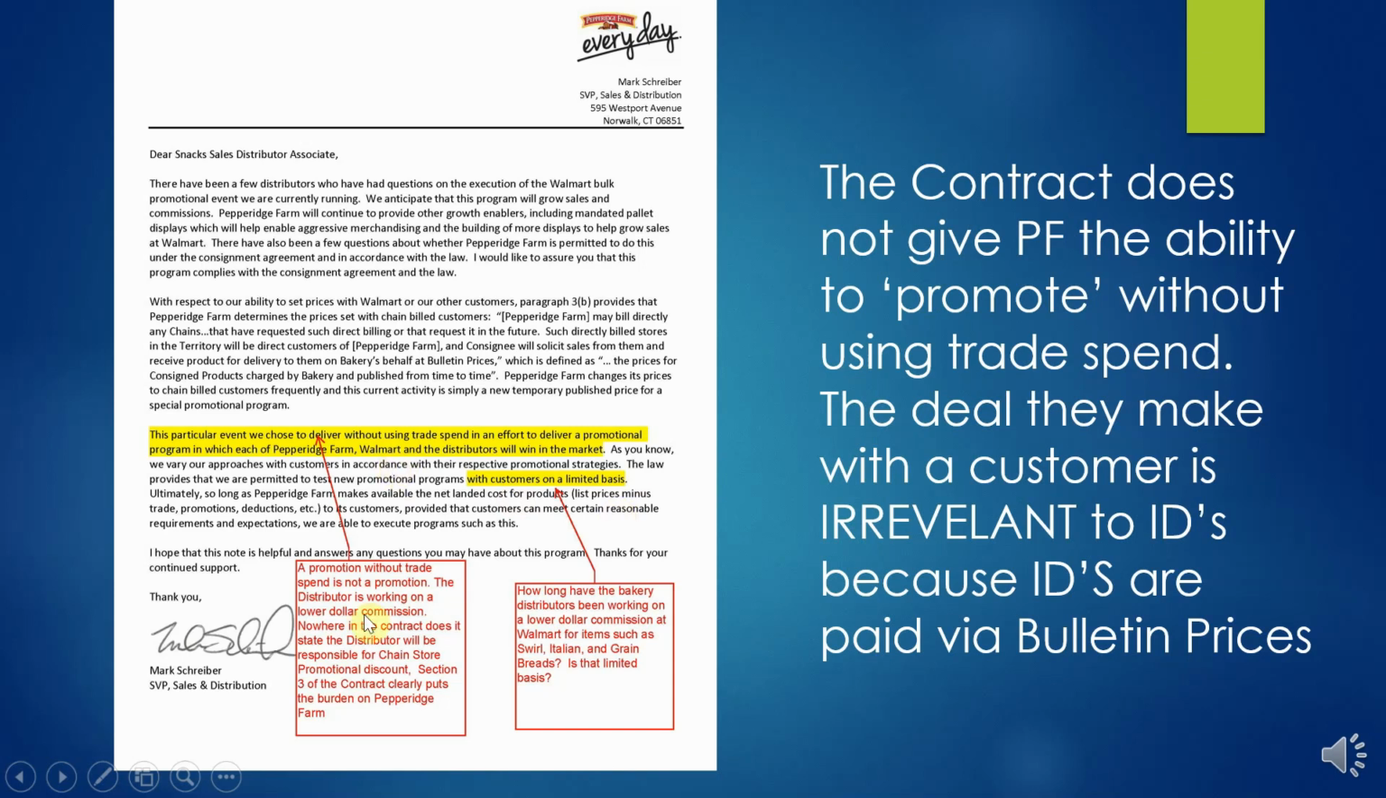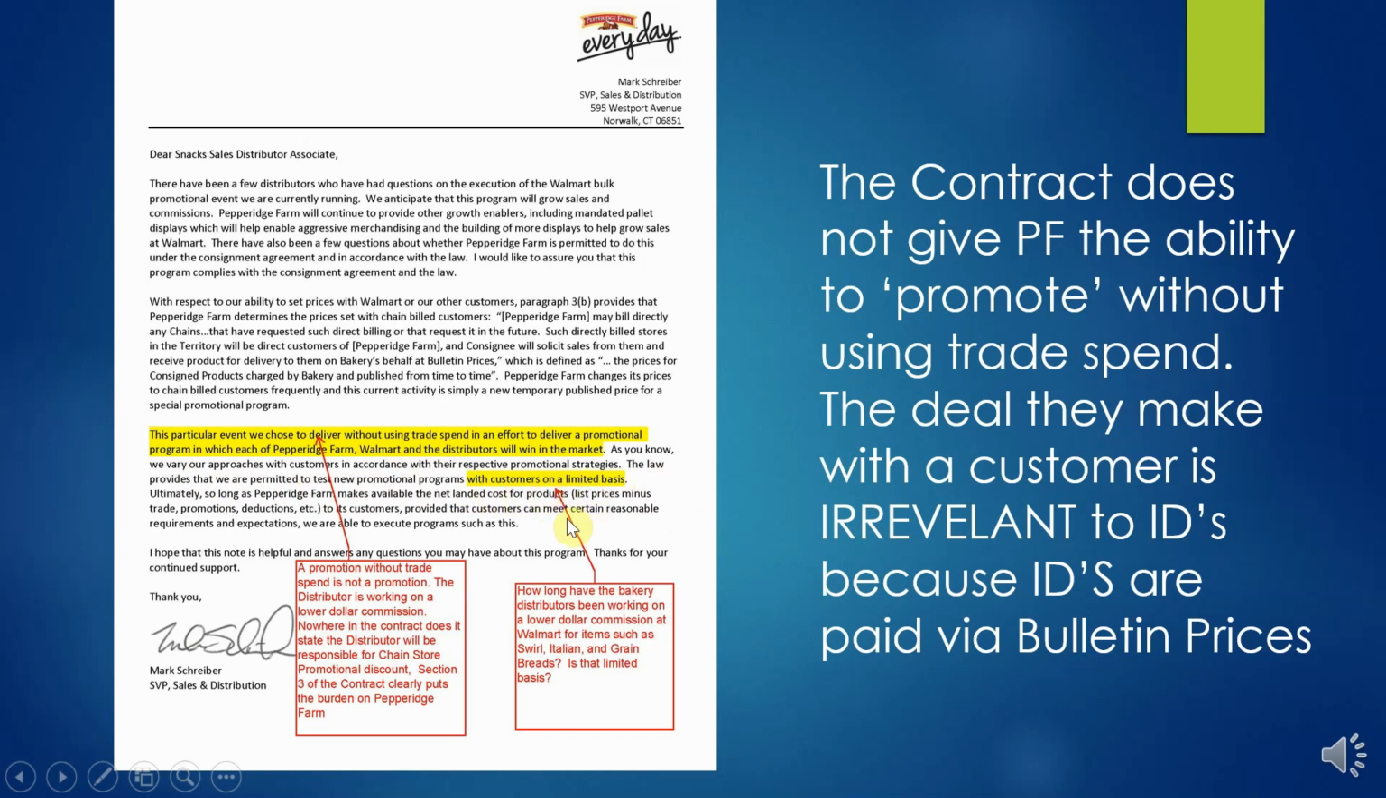Now, what is wrong with this sentence? How can you have a promotion without trade spend? If it's going to be a promotion and Walmart's getting it at a cheaper price, who's paying for that? But in the grand scheme of things, it really doesn't matter because distributors are paid bulletin prices. If 30-ounce goldfish shows up at 10 cents a unit at Walmart, the distributor should still be paid the bulletin price of $6.66. But then Mark Schreiber continues, the law provides that we are permitted to test new promotional programs with customers on a limited basis.